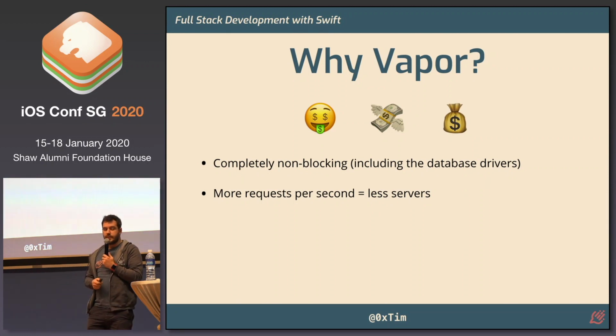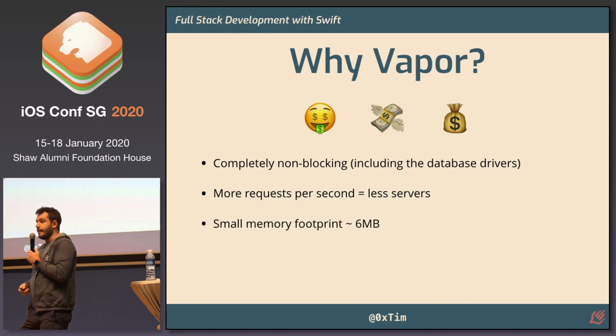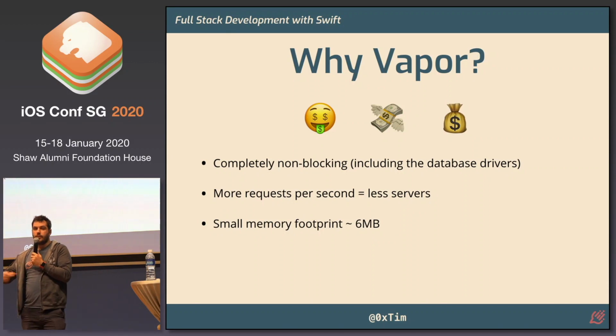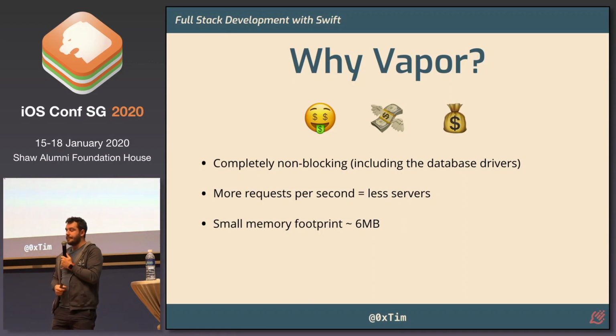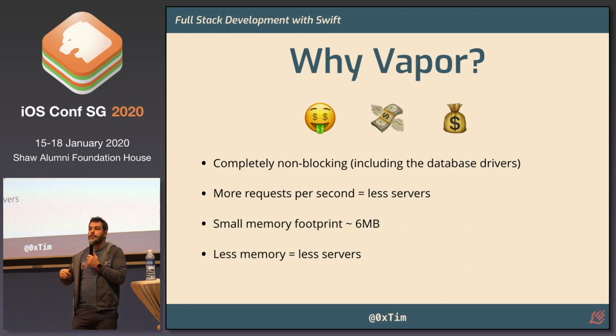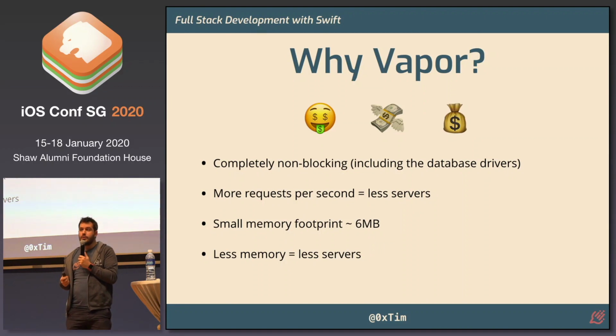But the big benefit of using Swift on the server is the memory footprint. A typical Vapor application, a typical server-side Swift application, has a memory footprint of about 6 megabytes. That's tiny. If you compare that to something like JavaScript or PHP, you're talking orders of magnitude different. And anyone who's ever used any kind of Electron app on their laptop, like Slack, knows how much memory it requires. And because you need fewer servers and less memory, it saves you money. Companies have seen tangible benefits of around 80% when moving from PHP to Swift, which is a huge amount of money to save.